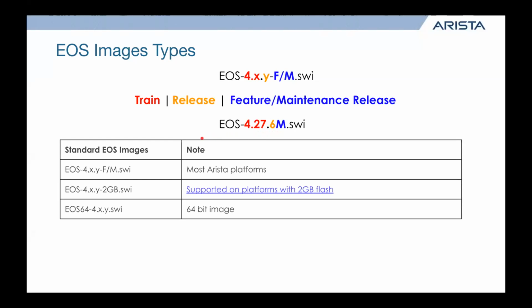You might see these other flavors of EOS if you look at our download page. We have a 2 GB version, which is meant for older platforms with a smaller flash memory. And a lot more common now, we have our 64-bit image. We've added that in 4.22, and it's become a lot more popular with time. And the majority of our current platforms do support 64-bit images. I would honestly expect this to be the recommended EOS in the future, just because of how much more capable 64-bit EOS is.